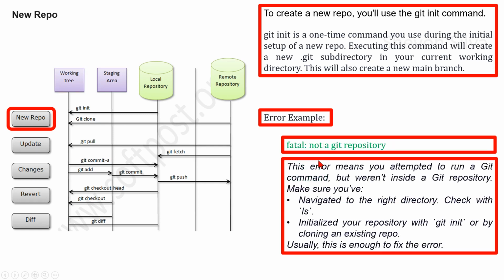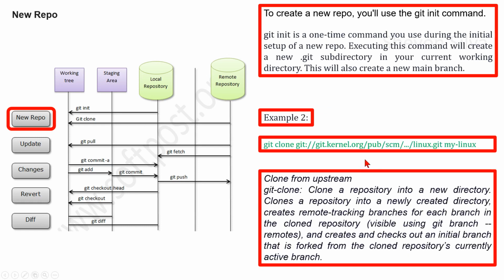As an example, we can consider this one. Fatal: not a git repository. This error means you attempted to run a git command but weren't inside a git repository. Make sure you have navigated to the right directory. Check with ls. Initialize your repository with git init or by cloning an existing repo. Usually this is enough to fix the error.